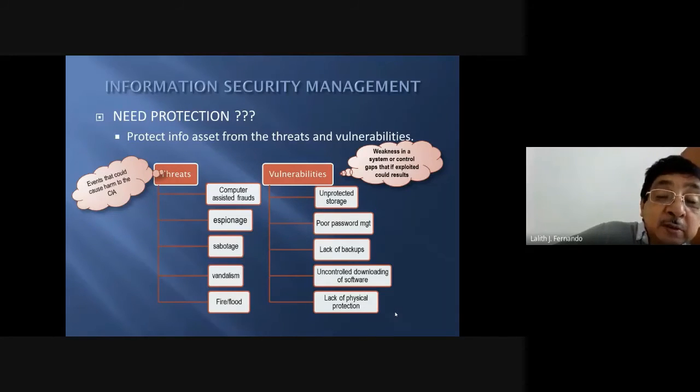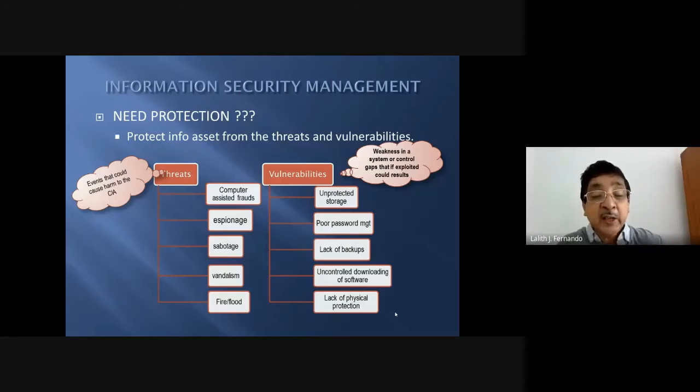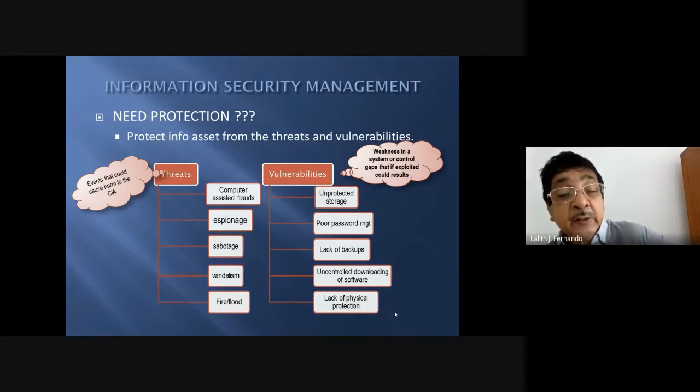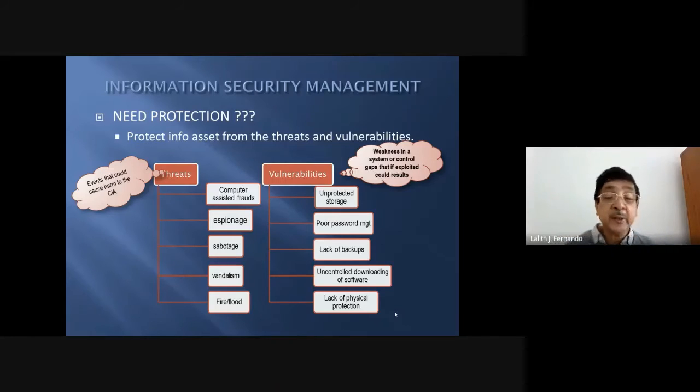Now, you can just see the list there: the computer-assisted frauds, espionage, sabotage, vandalism, and fire and flood type of things. So those are the threats. But I think in information security, the highest attention is given to espionage and computer-assisted frauds. The cyber attacks and all are coming under this. Even vandalism and sabotage are there, but basically espionage and computer-assisted frauds are really talking about cyber type of attacks. And it's a different subject now these days. It is talking about information security.